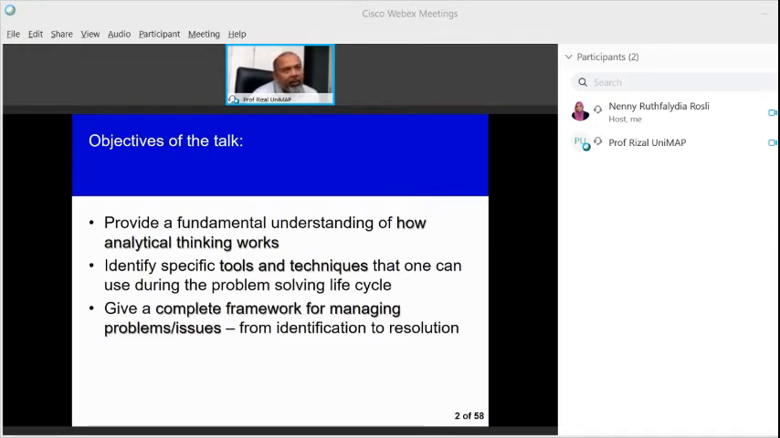especially to researchers, a few fundamental understandings of how analytical thinking works, how it works in relation to us doing research, and probably to identify, giving examples of some tools and techniques that one can use in order to solve some of the research-related problems that we face, and also sharing the complete framework for managing research problems from the perspective of implementing the analytical thinking approach.